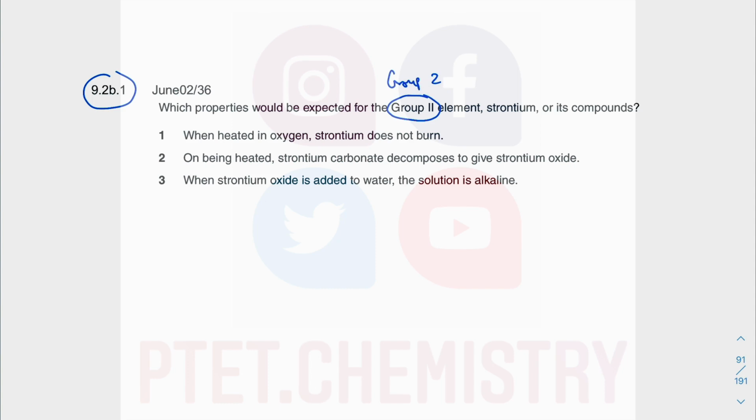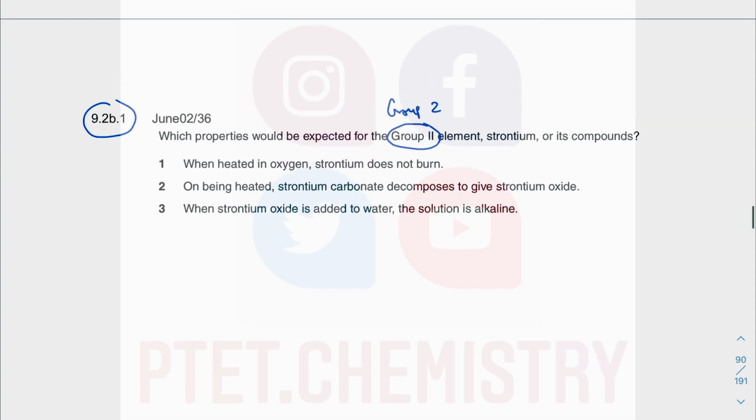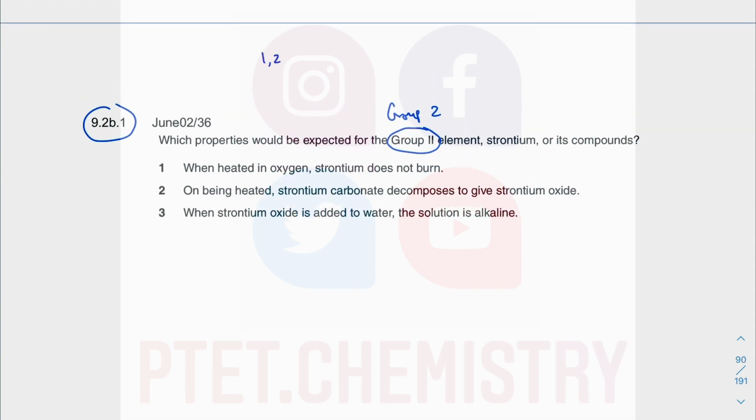So in this kind of question, I should probably start off by telling you that 1, 2, and 3 being correct is option A. 1 and 2 are correct is B. 2 and 3 are correct is C. Only 1 is correct is option D. Okay, so these are quite common for the Cambridge International Paper 1 MCQ.